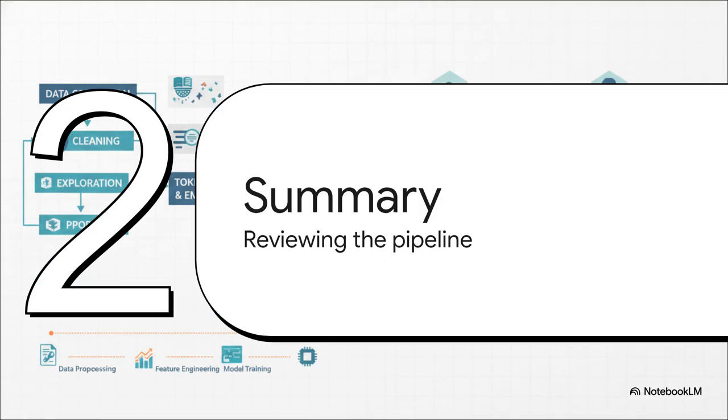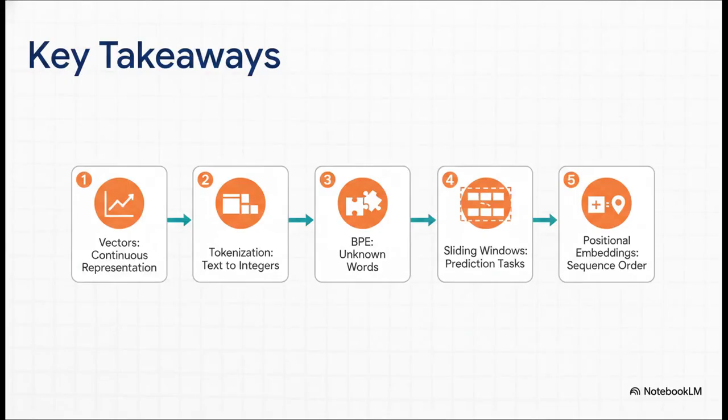Section 6. Summary and Key Takeaways. Reviewing the complete data pipeline. Let's summarize the key takeaways we've covered in this explainer. First, neural nets require continuous vectors, not discrete categorical text. Second, tokenization is the foundational process of splitting text into manageable integer IDs. Third, byte pair encoding elegantly handles completely unknown words by breaking them down into known subwords. Fourth, we sample our data using a sliding window tensor to create thousands of next word prediction tasks.